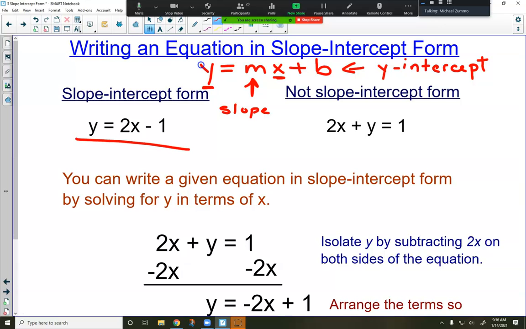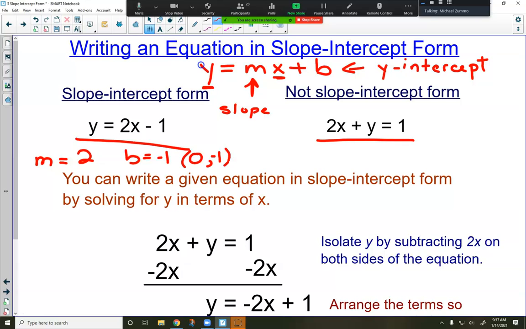This right here is in slope-intercept form. We can recognize that the slope is 2 and the y-intercept is -1. That means the line is going through the y-axis at (0, -1). Over here, this is not in slope-intercept form. This is not in the form of y equals mx plus b. But it could be. Alright?